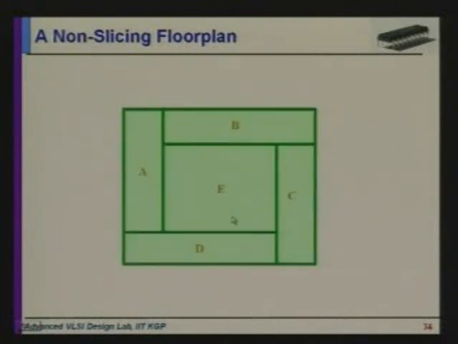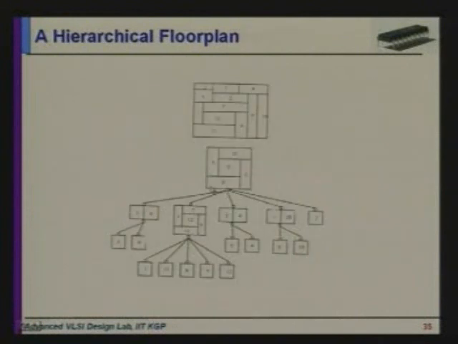Okay. And a non-sliceable floor plan, given this complete area, I cannot have one complete line that cuts through it recursively, right? A hierarchical floor plan: here I have a set of components and I hierarchically partition that. So the leaf nodes define individual components and the internal nodes give me composite components.